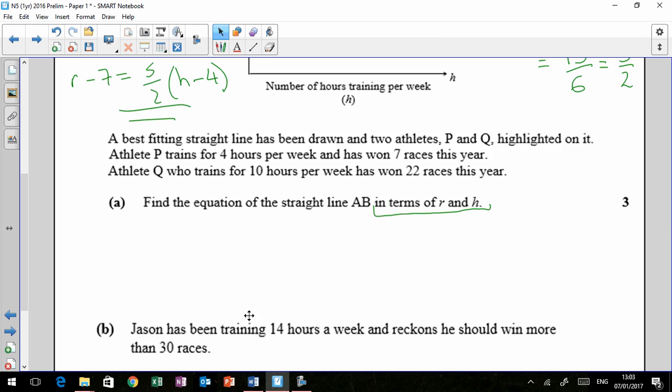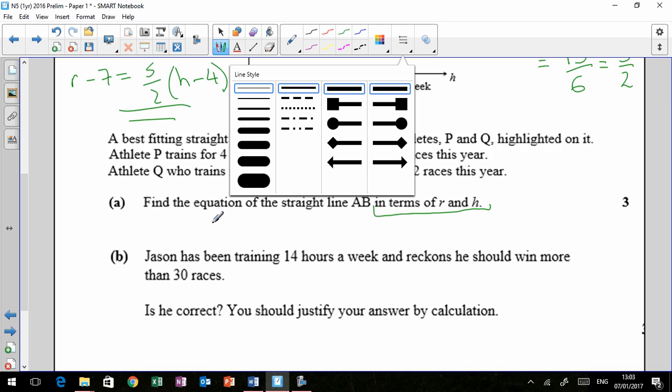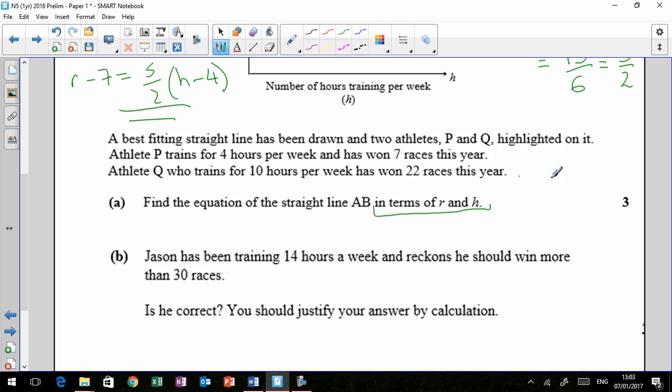Part B. Jason has been training for 14 hours a week and reckons he should win more than 30 races. Is he correct? Well, firstly, we now have this equation: r minus 7 is equal to 5/2 (h minus 4). That equation tells us, if you know the hours, how many races you should win. If you know how many races you won, it tells you how many hours you would have been training.